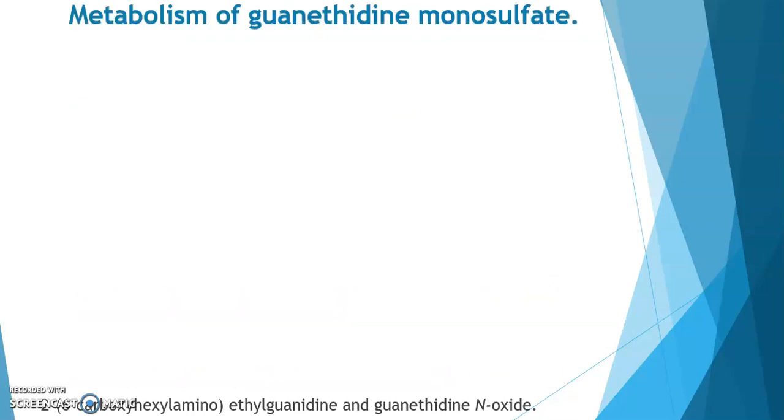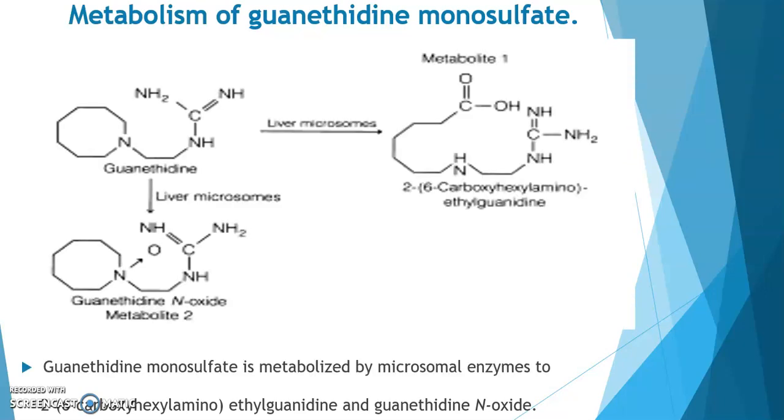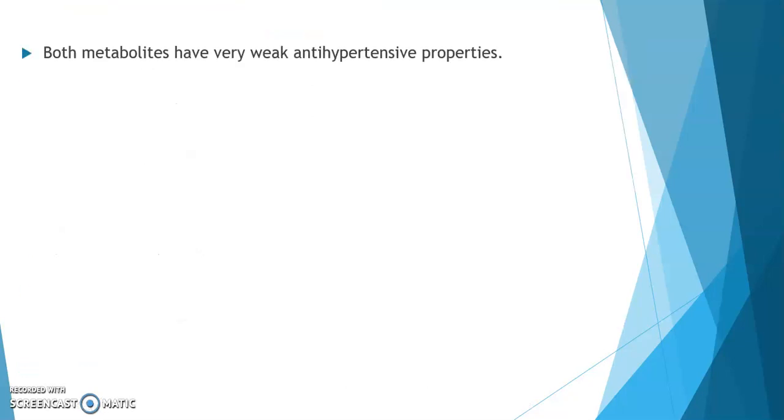Metabolism of guanethidine monosulfate. Guanethidine monosulfate is metabolized by microbial enzymes to 2,2,6-carboxy-hexylamino ethyl guanidine and guanethidine N-oxide. Both metabolites have very weak antihypertensive properties.